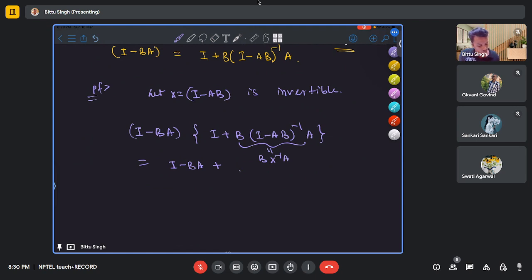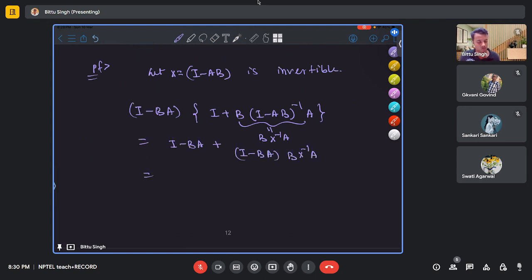So this is I minus BA times B X inverse A. Okay, is it clear? We have just used the distributive property up to this. Again, this is I minus BA plus B X inverse A. Again, we are using the distributive property. B A B X inverse A.